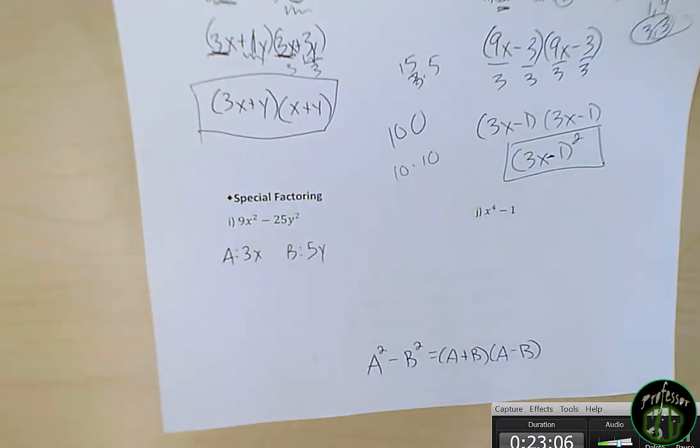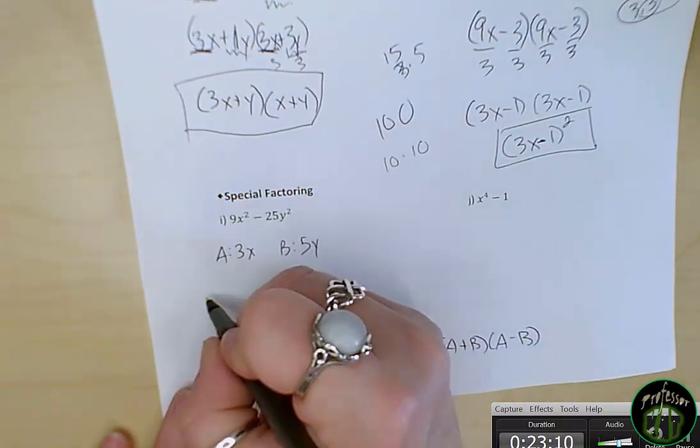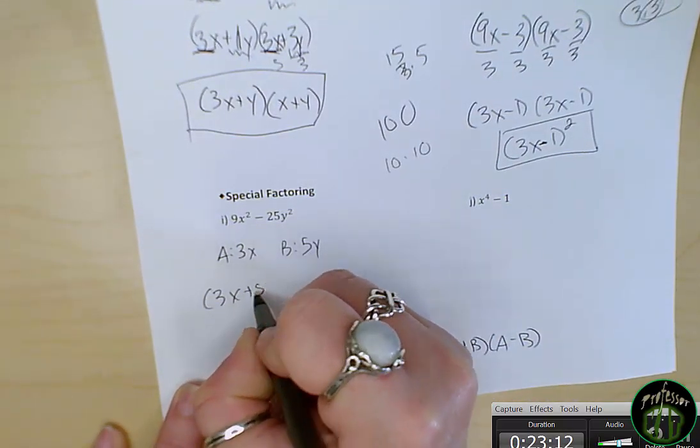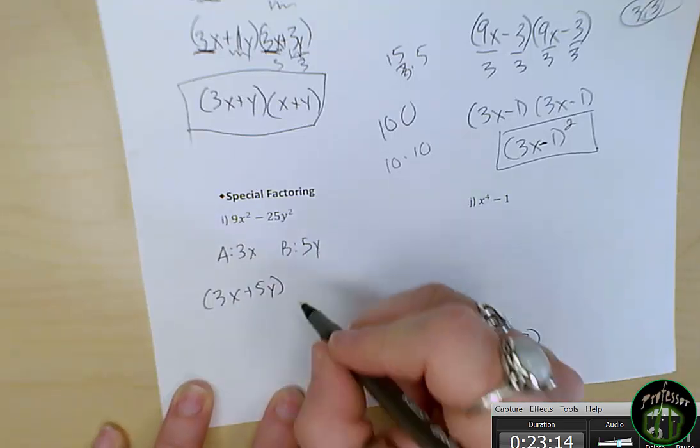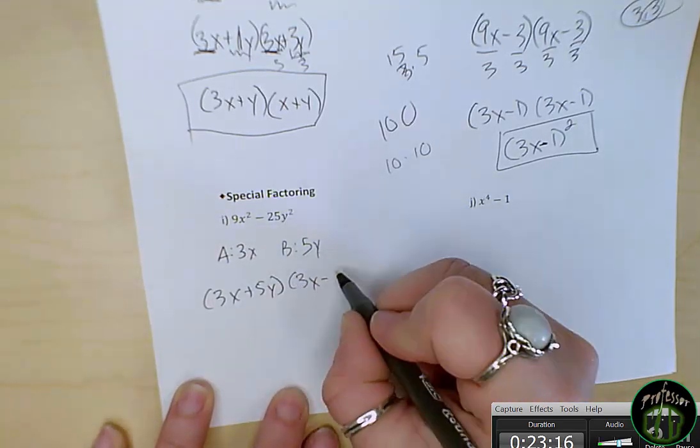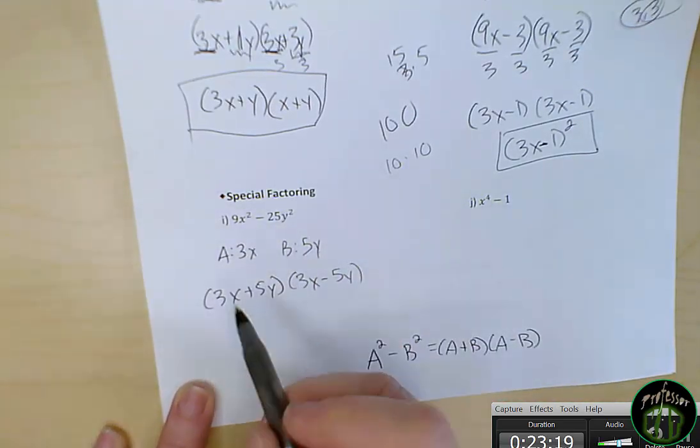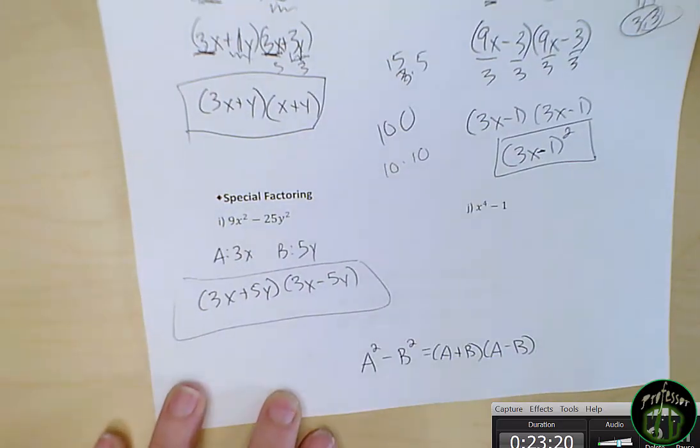This is the hardest part of the problem. Once you know what a and b are according to our formula, add them together, right? 3x plus 5y. Subtract them together, 3x minus 5y. That is your answer.